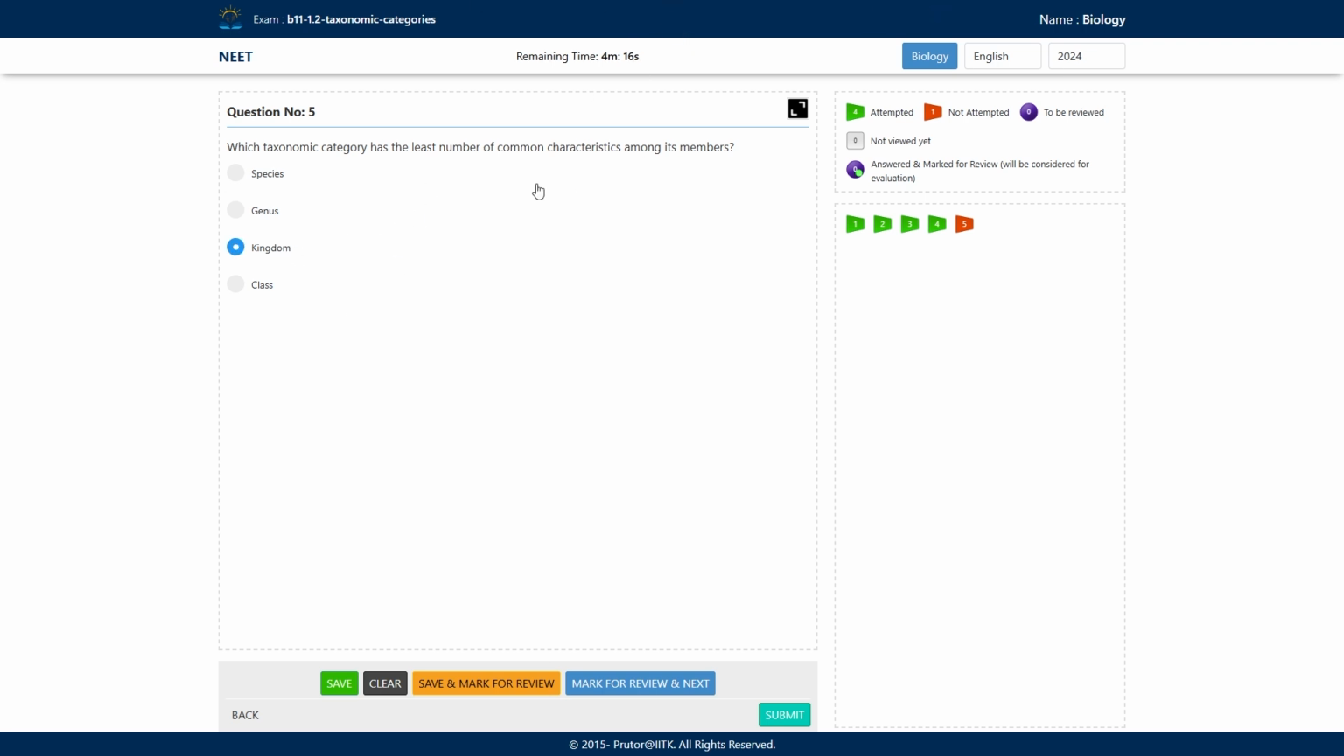The answer should be kingdom here. Kingdom is the highest taxon, and the members within the kingdom have the least number of common characteristics. Species is the lowest most taxon, which has the highest number of similarities. So the correct answer should be kingdom.